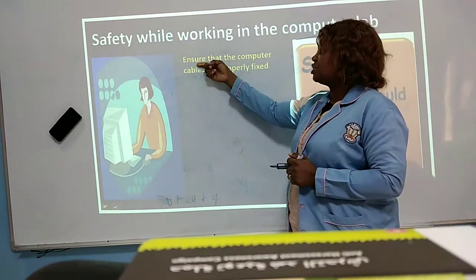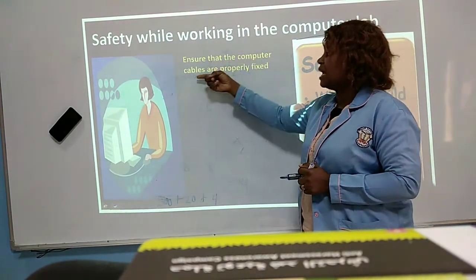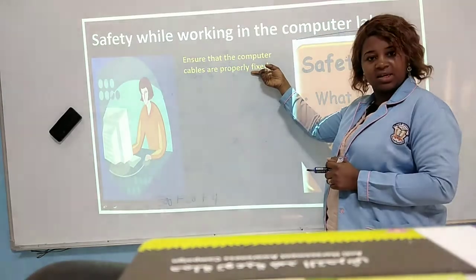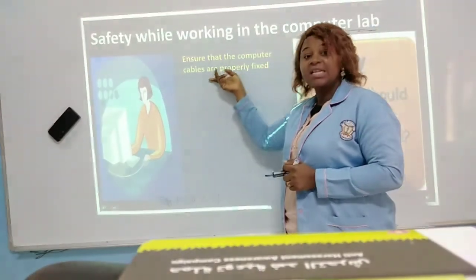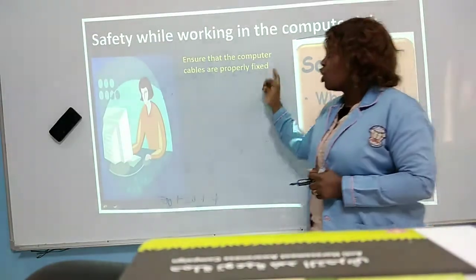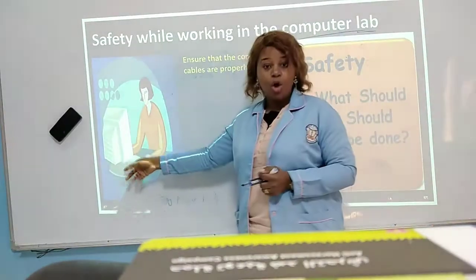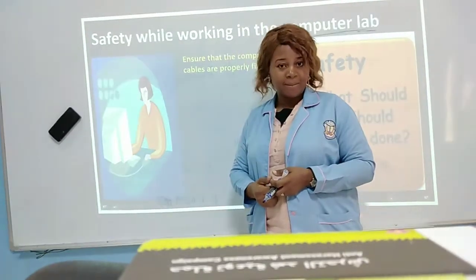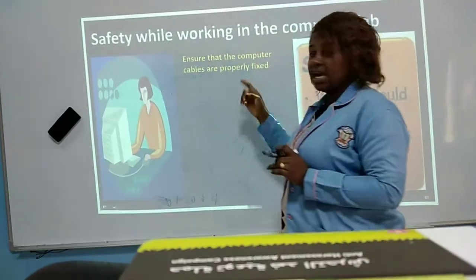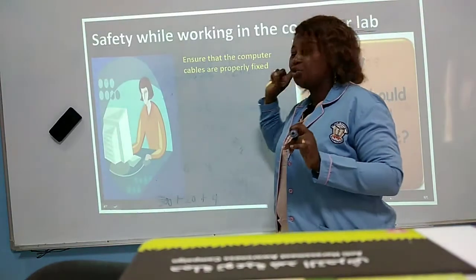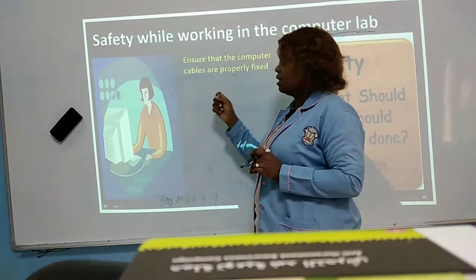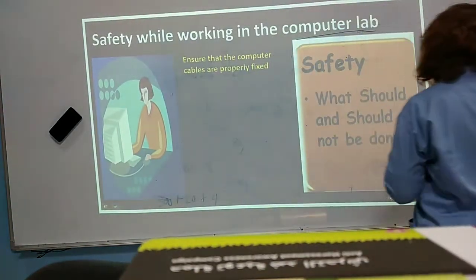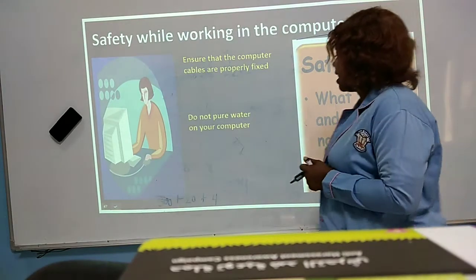This is, ensure that the computer cables are properly fixed. If this is not properly fixed, it could cause damage to the computer or equally cause damage to you if it explodes. So this is what we should do. We should ensure that the computer cables are properly fixed. We'll move down to the next one, so let's see what we have.